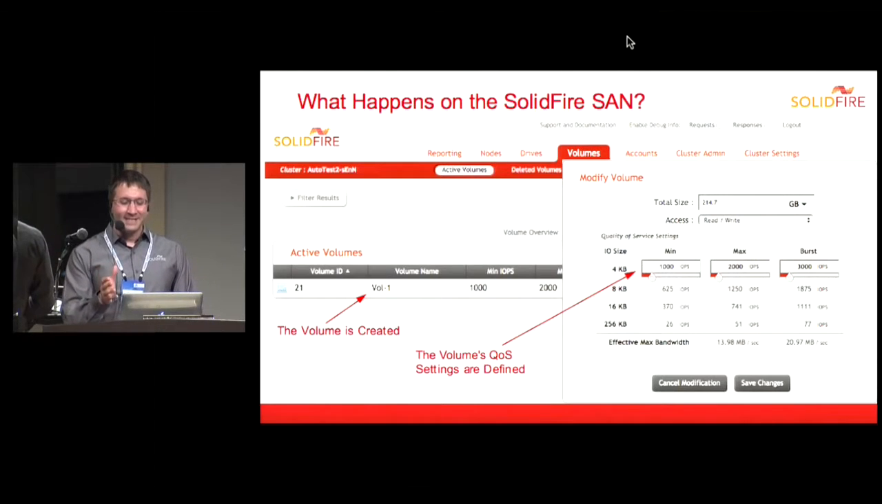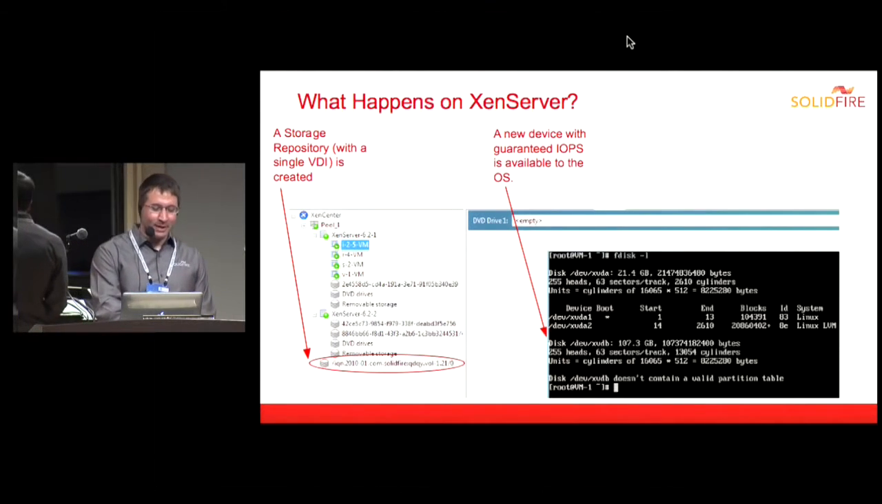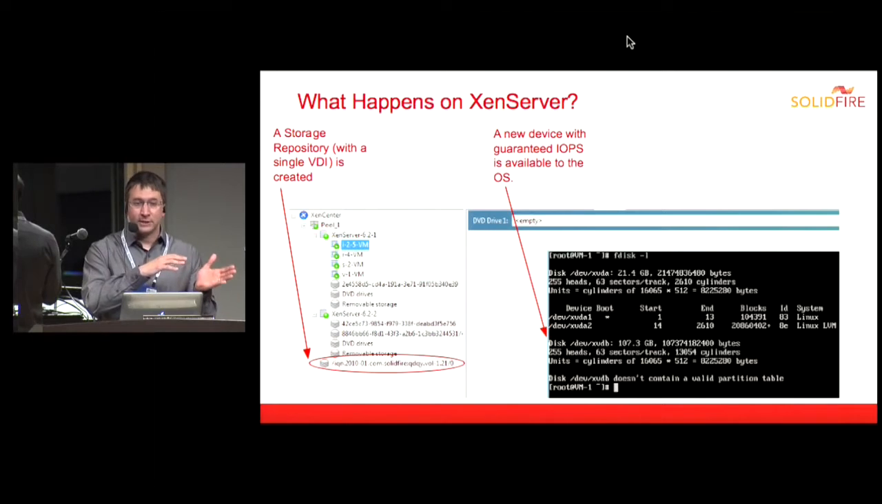So what we can see here is, on the SolidFire SAN, we have a new volume. It has the right performance characteristics. I guess I just covered that a second ago. Then we get over to the hypervisor. We can see in the bottom left, we've created a new storage repository which consumed that new volume that was on the previous slide.